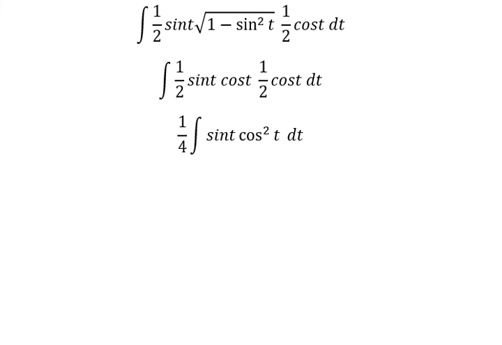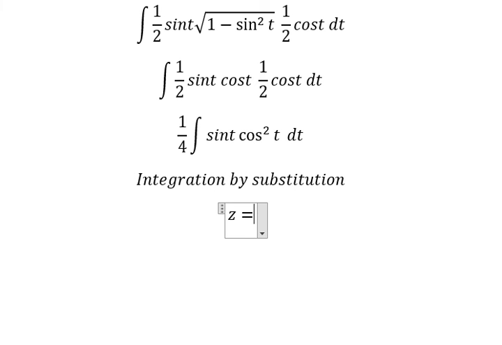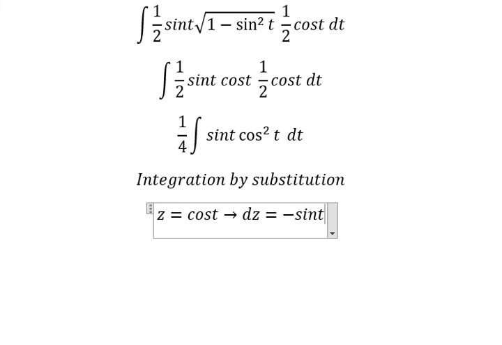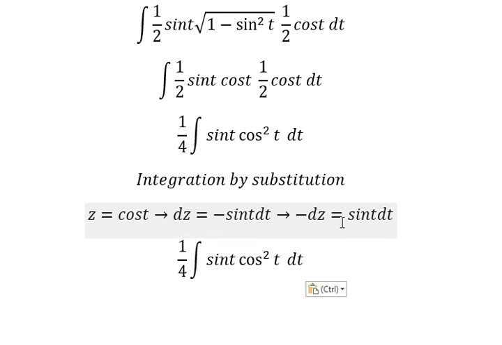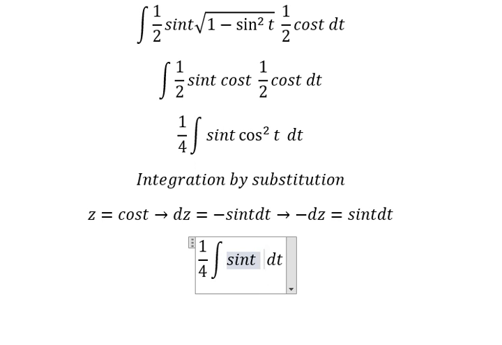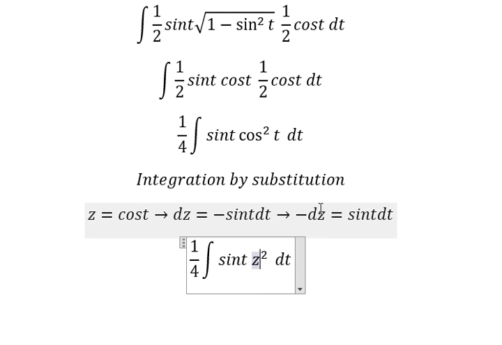And now, we need to use integration by substitution. So I will put z equals cosine t, dz equals negative sine t dt. Because we don't have the negative sign here, we put the negative next to dz. This one we change by z, and you get z squared. Sine t dt, we change by negative dz.